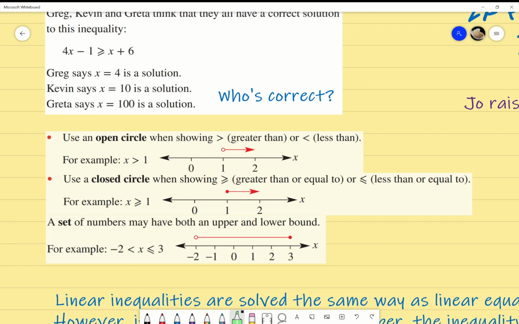Okay. A set of numbers, as I mentioned earlier, may have both an upper and a lower bound. That is possible. And they don't have to be both greater than or equal. They could just be greater, for example, or they could be this or different. In this case, we've got negative 2 is less than x, which is less than or equal to 3. So in this case, x is between negative 2 and 3. Are we including negative 2? No. Are we including 3? Yes. And so we can symbolize that using the open circle and the filled in circle there.